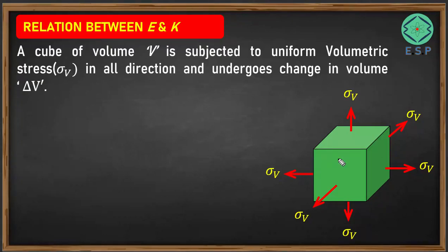So if I say this particular cubical block has volume V and it is subjected to uniform volumetric stress sigma V in all directions, then due to application of these stresses, it undergoes a change in volume by delta V. Now if I say this is X direction, this is Y direction, friends, and this one is Z direction, we can find out the strain along X, Y and Z direction by using generalized Hooke's law. So let's find out that.